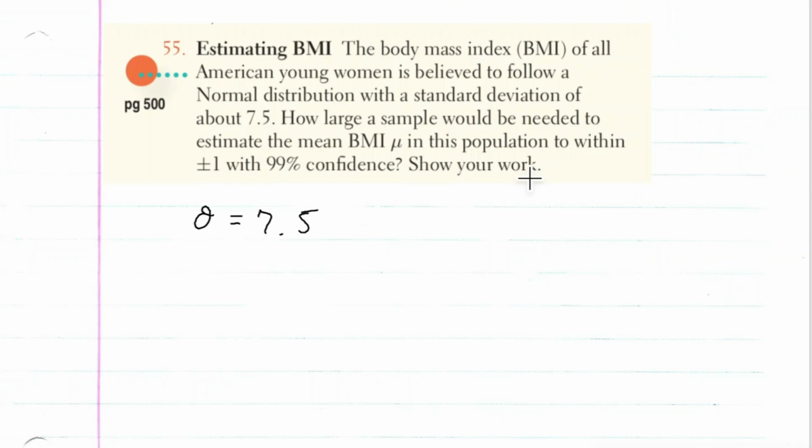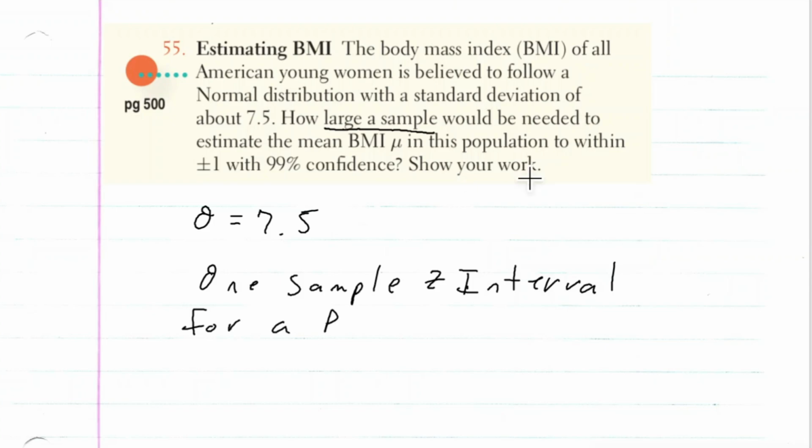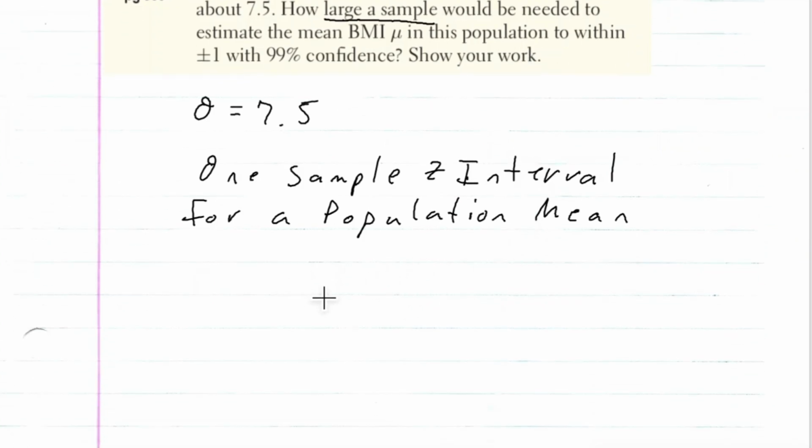that contains the population mean, right? But we're really not trying to find the interval. We're trying to find the size of the sample needed in order to construct this 99% interval, right? With a margin of error of maximum of 1, right? So this is an example of a 1 sample z interval for a population mean. And this is how we would construct the confidence interval.